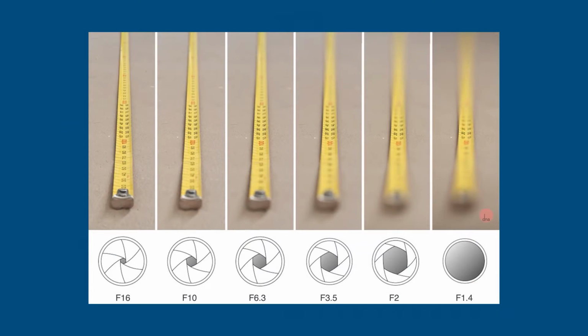Here is an example of using different f-stops. You can see on the left with the largest f-stop number, the aperture itself is very small, but all of the measuring tape is in focus. As the number decreases to the right, the aperture gets bigger and we begin to lose focus in areas. Of course, to make up for the different levels of light being allowed in through the aperture, we would have to adjust the other elements of exposure to compensate, like the shutter speed.